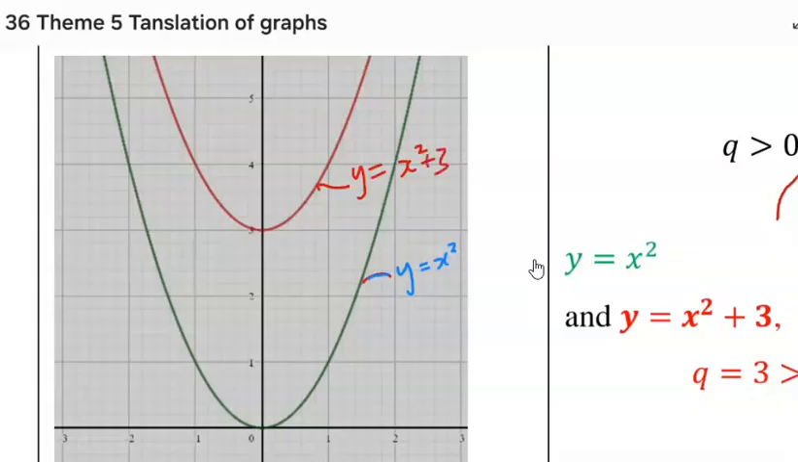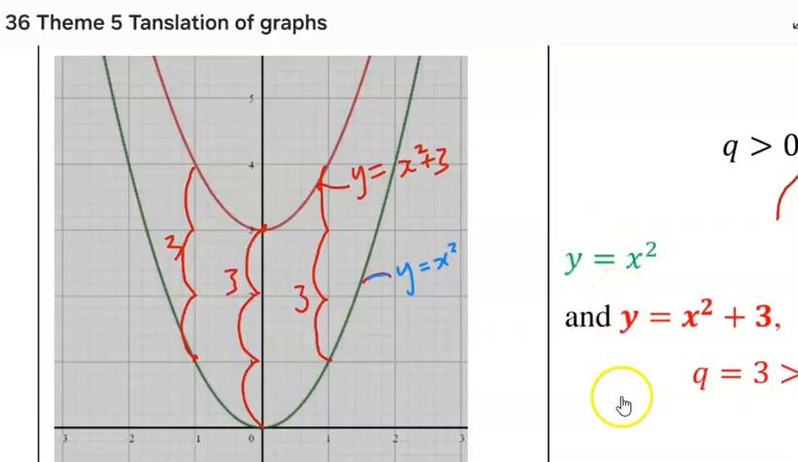So what happens is at 0, I've added 3 to get to my new y-intercept. If I take this value, I've added 1, 2, 3 to get to my new point. If I look at negative 1 and I add 3, I'll get to my new point there. So each time I just added 3. So I changed the y value. So the green graph just shifted 3 units up.